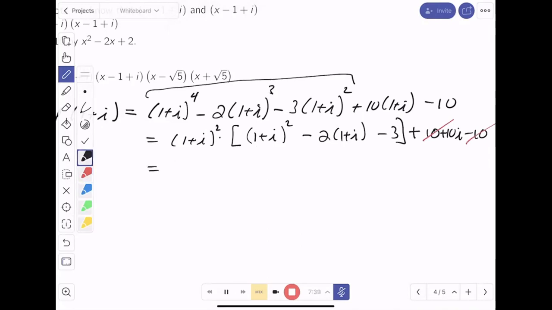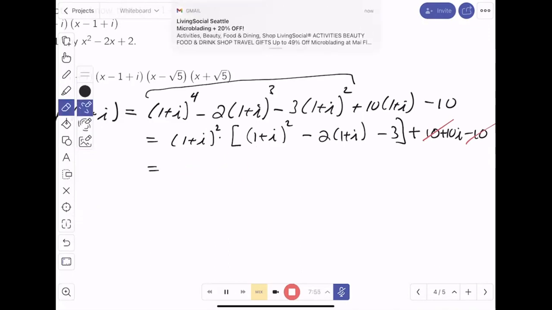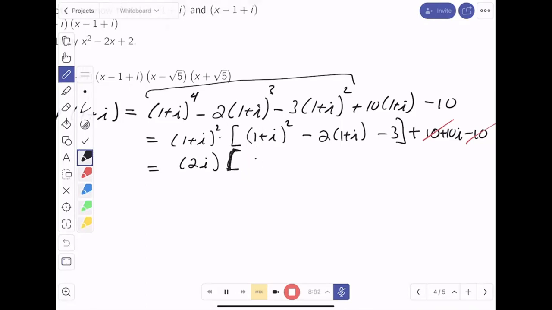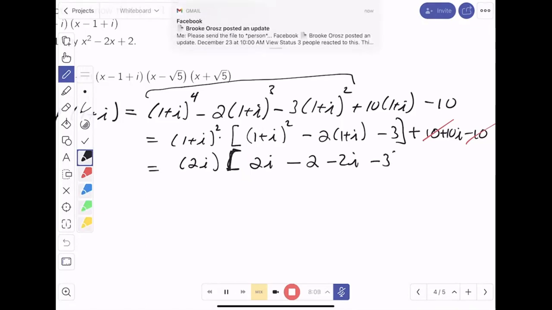What's 1 plus i squared? It's 1 plus 2i plus i squared. Well, you know what? i squared is minus 1, so 1 minus 1 is nothing, so it's just 2i. I'm going to write that down now. Get my eraser out. Okay, I'll put a square bracket there for you. 2i minus 2 minus 2i minus 3 plus 10i.